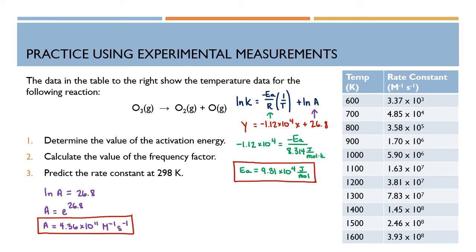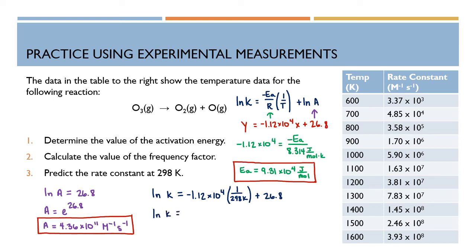The last thing that I want to do here is predict the rate constant at 298 kelvins. So I have all of this information for different temperatures and rate constants. I want to use this equation and solve for a different temperature. So I want to know what the k is at a different temperature. So I plug in that temperature in the T, 1 over 298 kelvins. And then I will use my equation, literally y equals my equation, to figure that out.